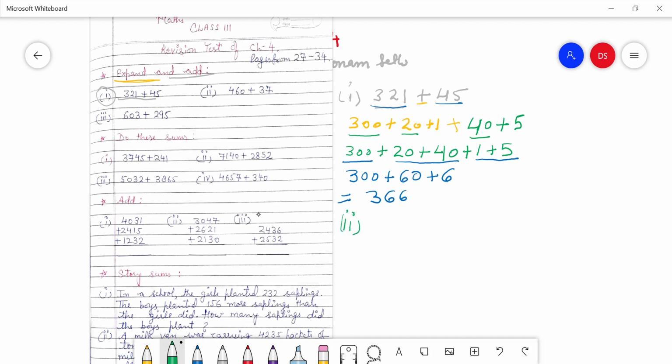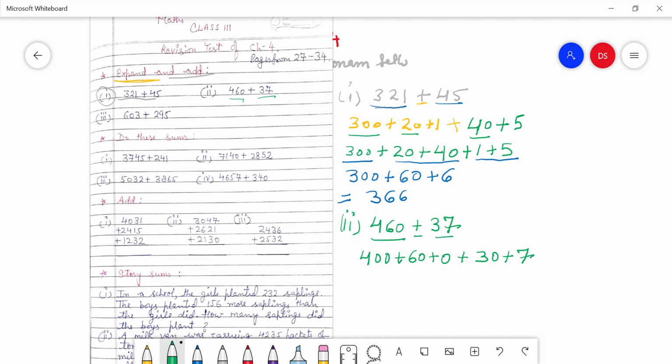Here again there are two numbers which we have to add. The first number is a 3-digit number, 460 plus 37. So first of all we will expand the numbers. The number is 460: 400 plus 60 plus 0. Now there is a plus operator, we will put it plus. Then the next number which we have to expand is 37. So we will expand it: 30 plus 7. Expand means long form. Expanded form, long form.